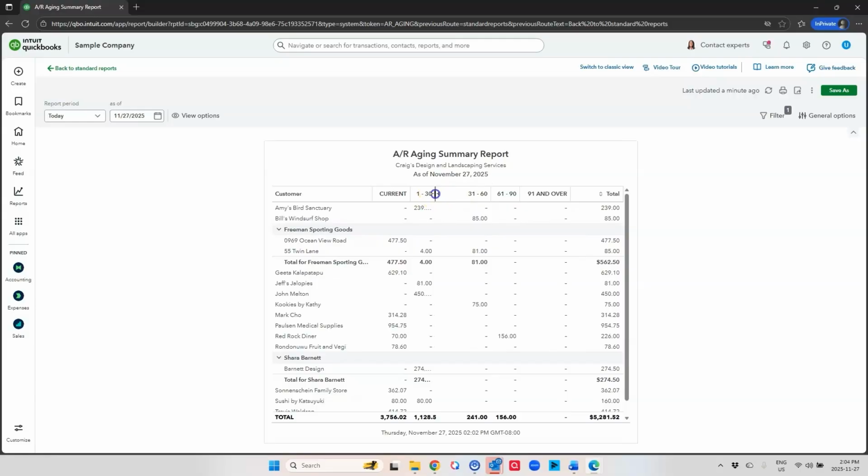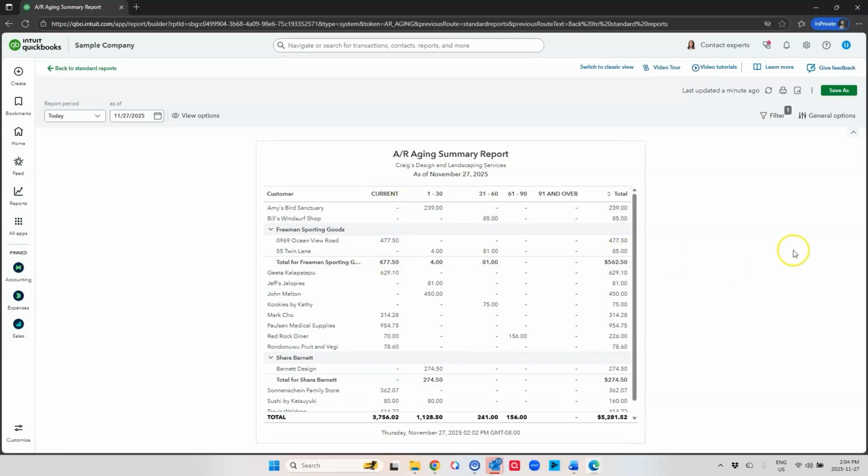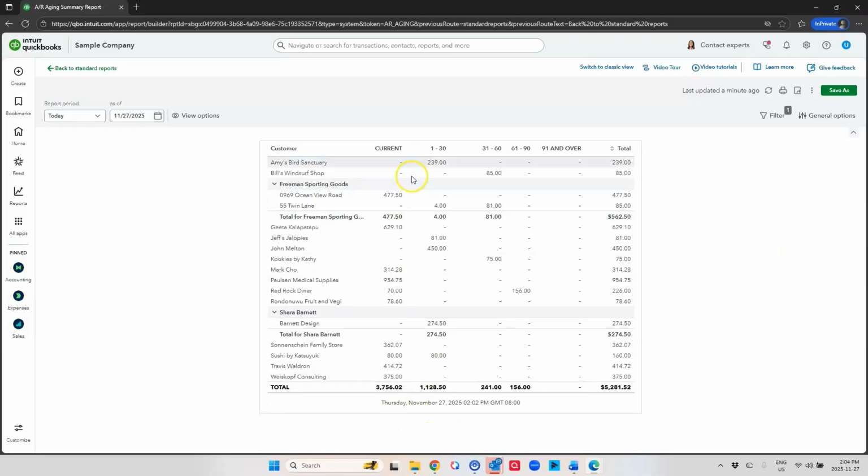I would say that our accounts receivable looks very, very well managed in this sample company. There's not much that's old and most of it is current. We also now could pop back and start sending some reminders, but this is the first place I always start because we don't want to have amounts owing to us getting old and then we're less likely to collect them.